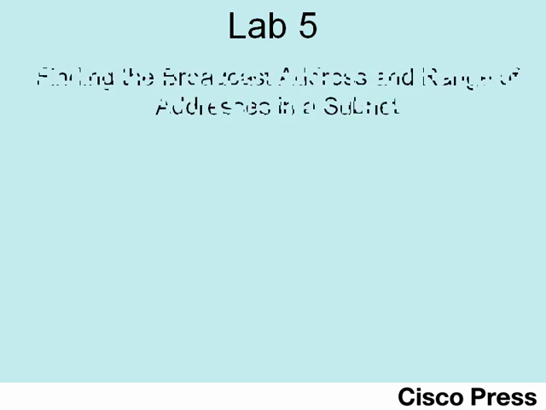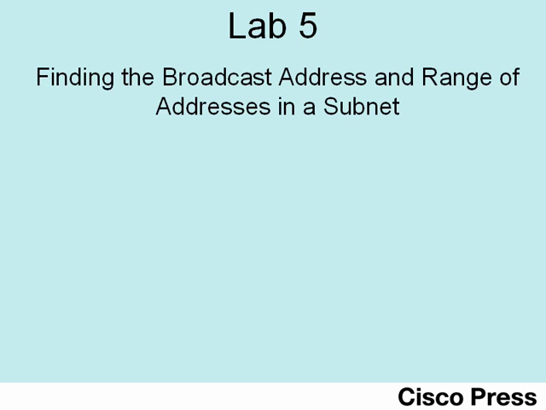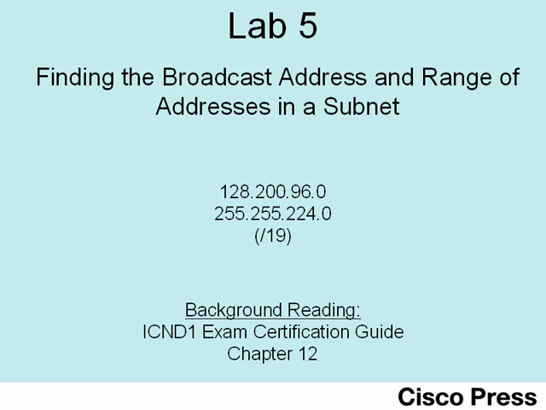Hello and welcome to ICND1 Lab 5, Finding the Broadcast Address and Range of Addresses in a Subnet. This video essentially continues ICND1 Lab 4, which found subnet number 128.200.96.0 with mask 255.255.224.0. This video continues that process by identifying the range of usable addresses and the subnet broadcast address.